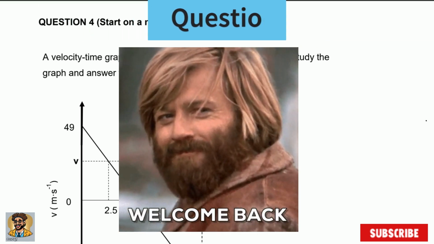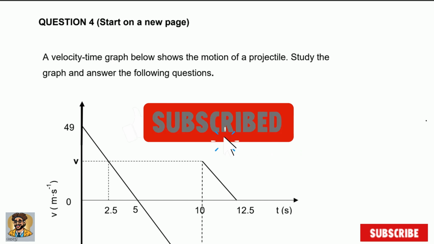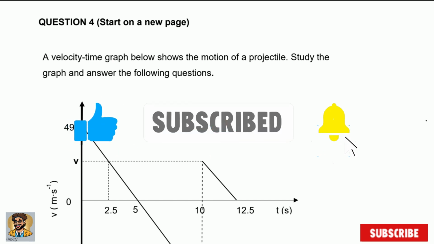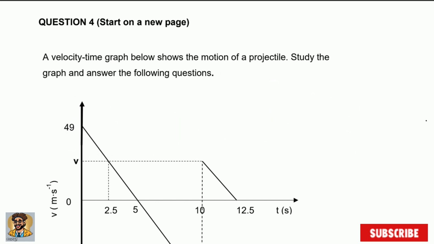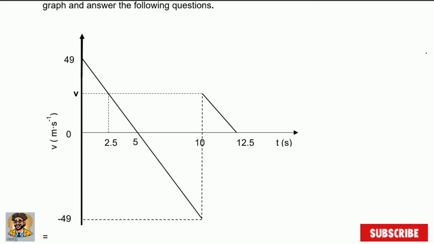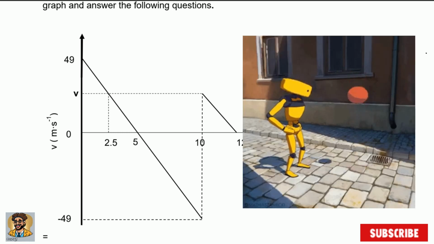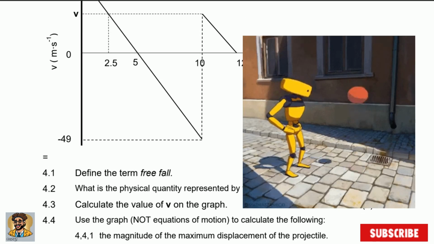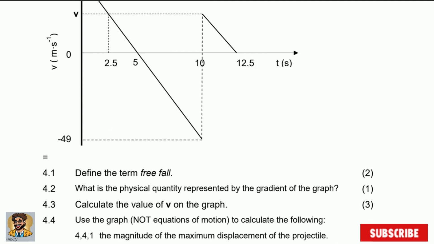This time we're going to be doing a video for the grade 12s once more related to projectiles. We're going to solve another question on a bouncing ball, but this one is on a graph. The question says a velocity-time graph below shows the motion of a projectile. Study the graph and answer the following questions. The graph is of a bouncing ball, since the moment you see this shape of a graph. They say define the term free fall.